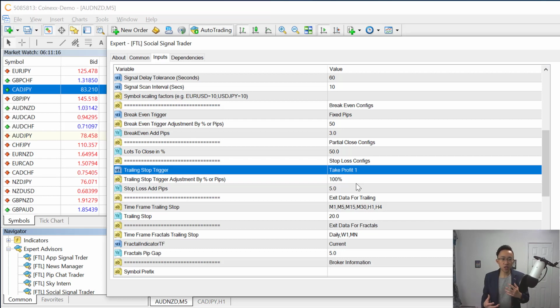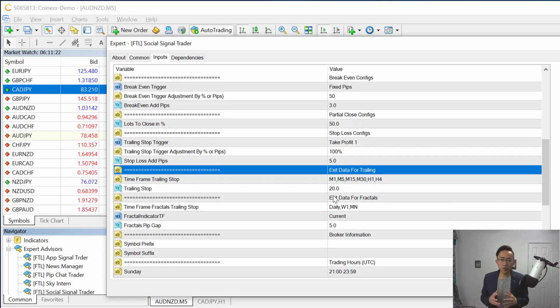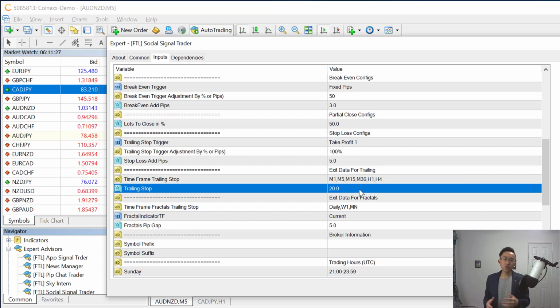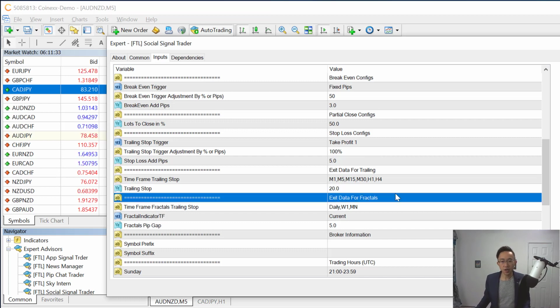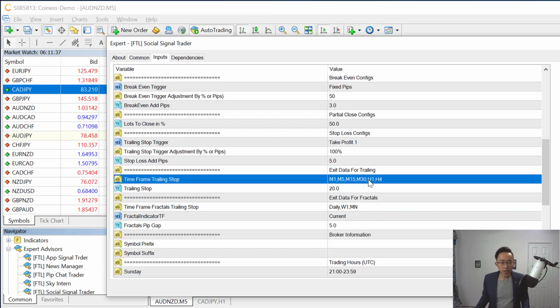But when we talk about trailing, how big is my trailing? And this is where you set it. Under exit data for trailing, there are two types of trailing. One is the traditional one, which is a fixed number of pips. The other one is based on the fractal indicator. Let's go through the first one first.